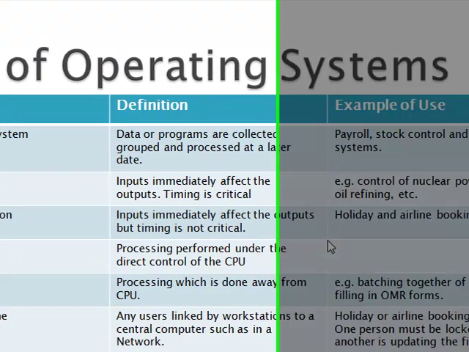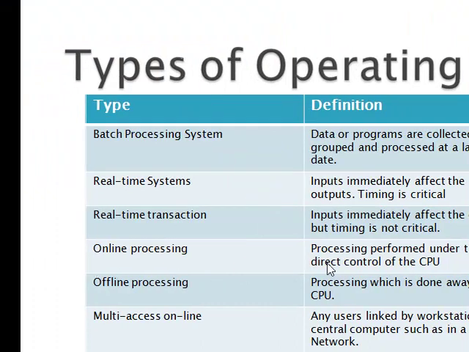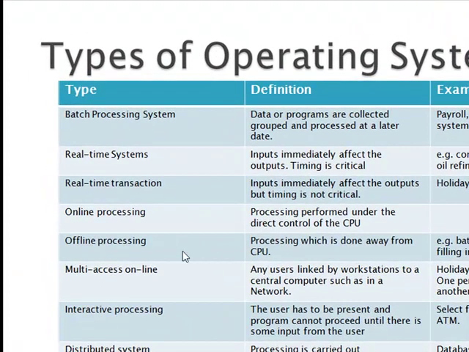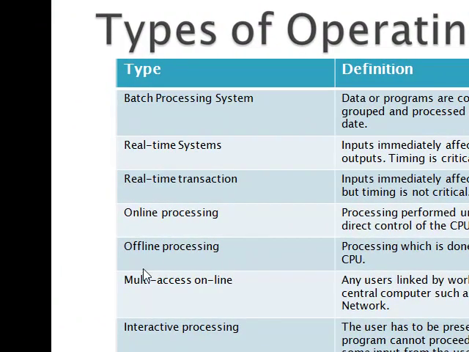For example, the holiday and airline booking system. Online processing: processing performed under the direct control of the CPU. This is mostly for people who buy from the internet. So we can call it an online operating system, but the term itself describes the condition or defining feature of the operating system. Offline processing is done away from the CPU after the data is gathered.